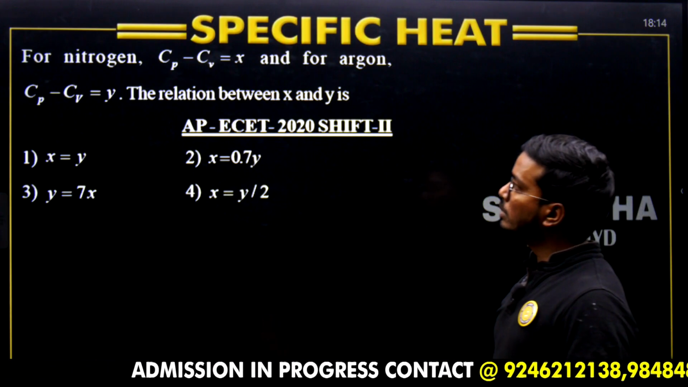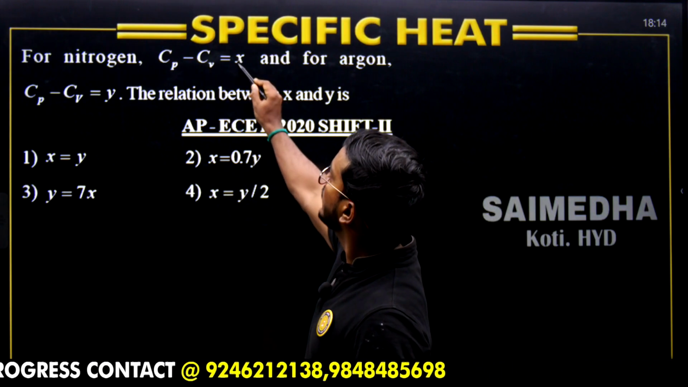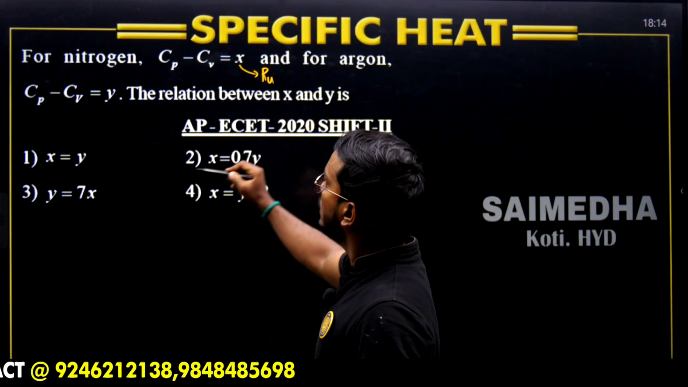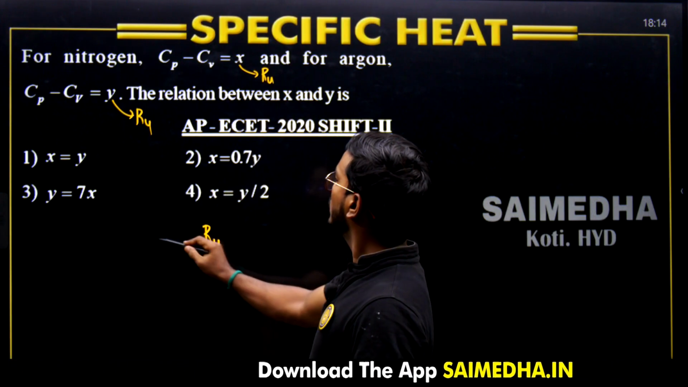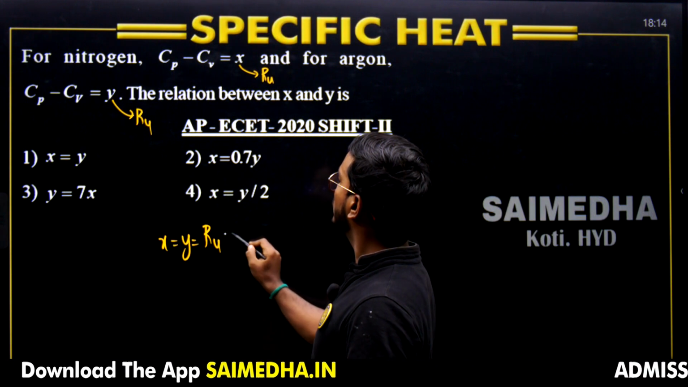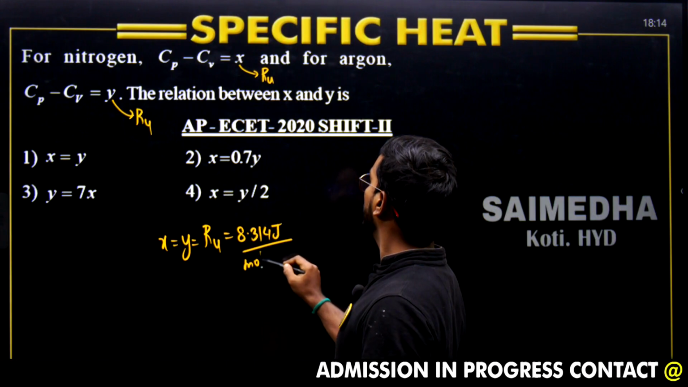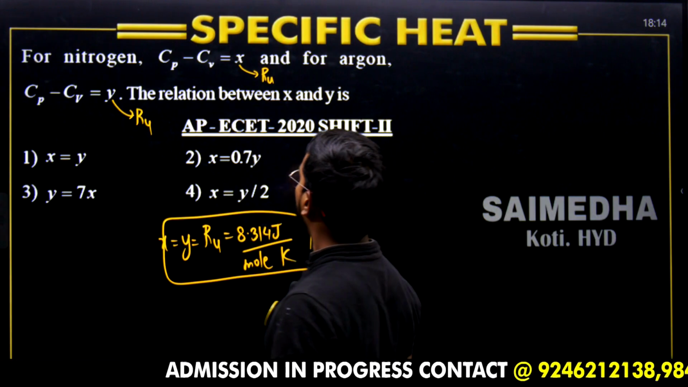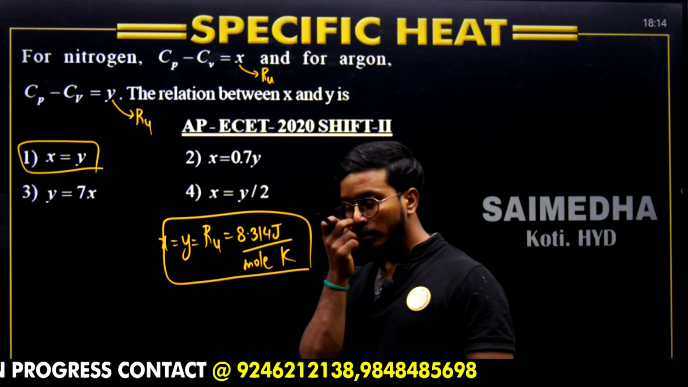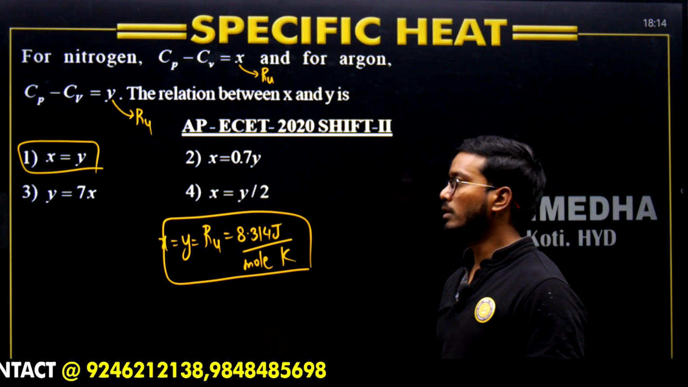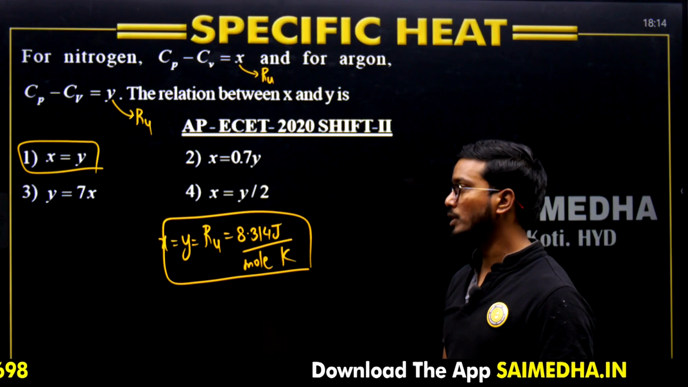For nitrogen, Cp minus Cv equal to R, assuming that these are molar specific heats, and X is equal to the universal gas constant. Y is equal to the universal gas constant. Universal gas constant value never changes. X is equal to Y is equal to 8.314 joule per mole Kelvin. So what is the correct answer going to become? X is equal to Y, on a condition that these are universal gas constant values. If characteristic gas constant values are there, then based on the molecular weight they are going to change.